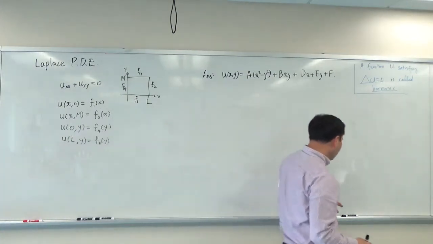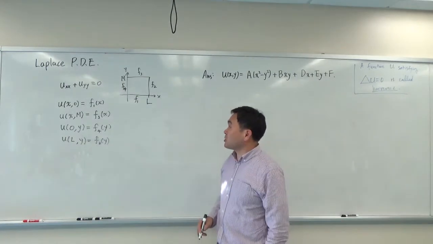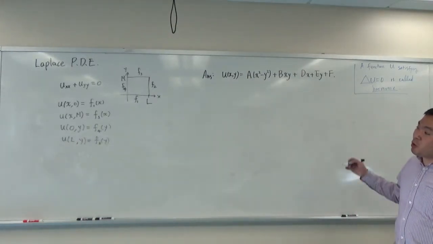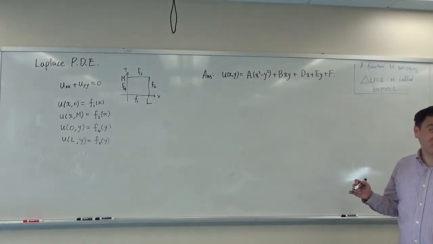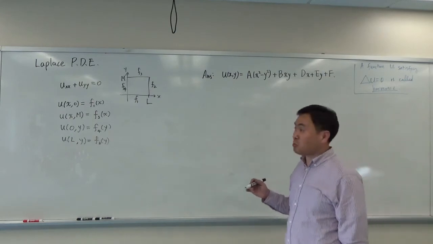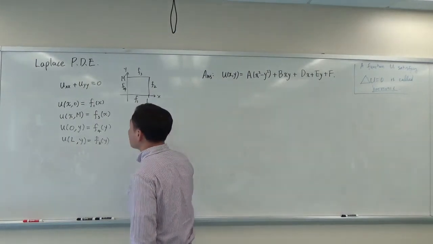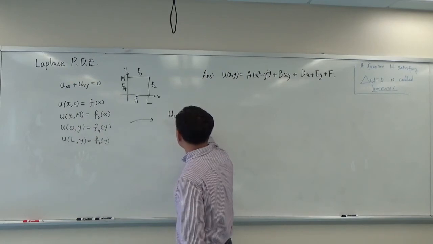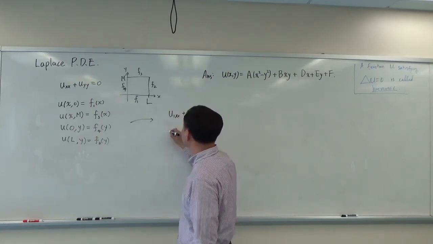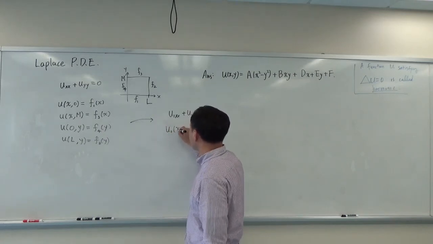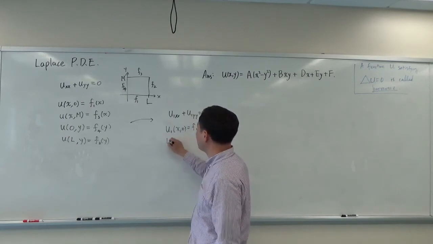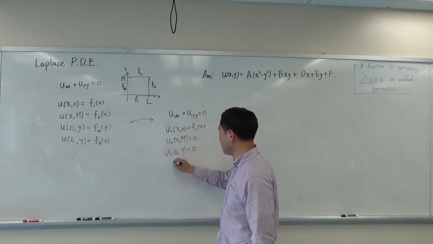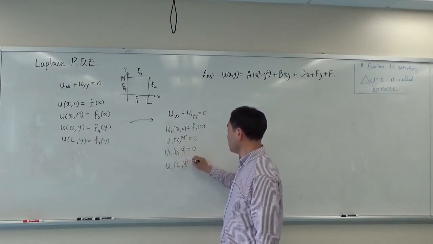So, suppose you have such a differential equation with boundary value problem. Then, trying to satisfy all boundary conditions at once is very tough, okay? So, when you have such a problem, you can actually split this into four kinds of problems. So, one is u1 xx plus u1 yy equals to 0, and u1 x0 is equal to f1x, but u1 xm would be 0, u1 0y would be 0, and u1 ly would be 0 as well.